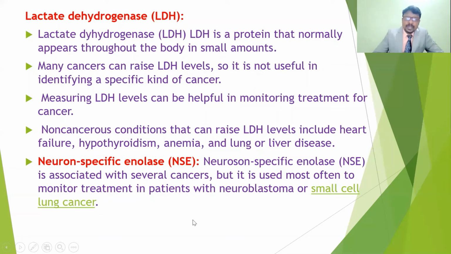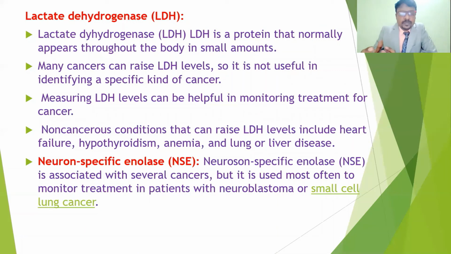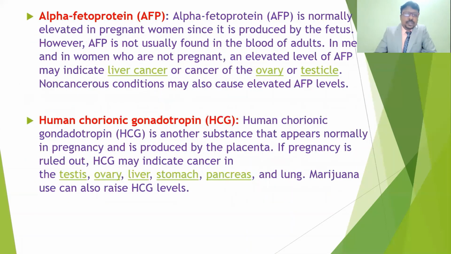So these tumor markers are going to be useful to identify the different types of cancers, especially which organ is going to be affected. With the tumor markers, we are going to identify what type of tumors. So that's all about the tumor markers.